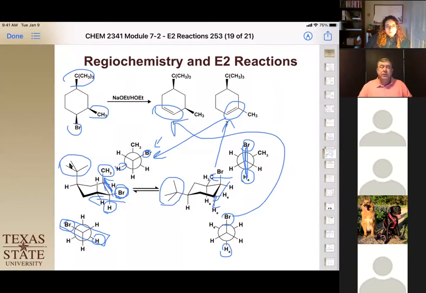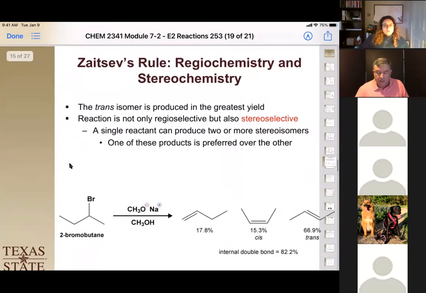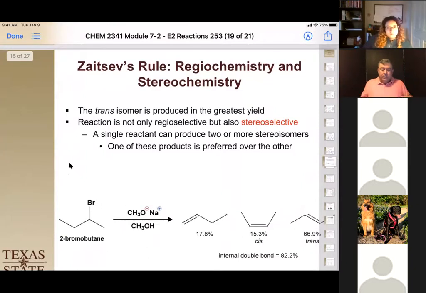Right, the more substituted alkene is going to be our major product, but they're both available because that transition state lines up hydrogen with the leaving group and gets us to that. All right, so the trans isomer is usually produced in the greatest yield.